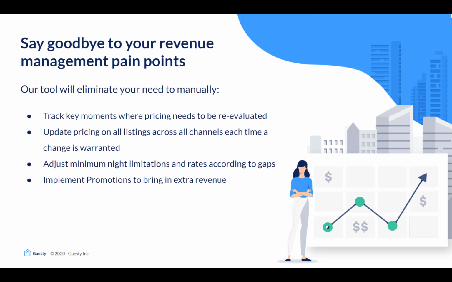So now that we've demonstrated the different Guesty features you can utilize to maximize occupancy and strategically price all of your listings from one central dashboard, it's important to understand that without taking advantage of our all-encompassing revenue management tool, you're left doing much of the work manually. This includes tracking key moments throughout the year where pricing and restrictions need to be reevaluated, individually updating all of your listings across channels, adjusting minimum nights limitation and rates according to gaps, following a calendar of times that you need to revert or update prices, and lastly, manually implementing promotions as a simple but effective way to bring some extra revenue during moments that you might really need it.